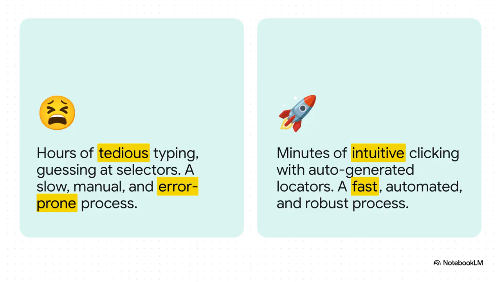Over on the left, you see the pain. Hours of just tedious typing, guessing at selectors that are going to break next week. It's slow, it's manual, it's just begging for errors. Now, look at the right. That's where we want to be. We're talking minutes, not hours. We're talking about auto-generated, rock-solid locators. The whole process becomes fast, automated, and robust. This isn't just a small improvement, you guys. This is a complete revolution for your workflow.